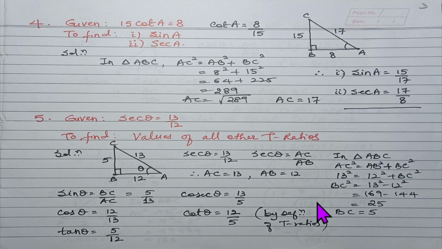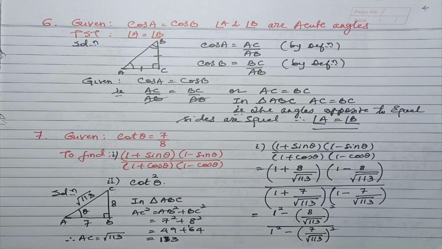A very simple method, and please adopt this. Now coming to the next example, we are given cos A is equal to cos B. Please understand, cos A is equal to cos B is given to us, and angle A and angle B are acute angles. Now we have to prove that angle A is equal to angle B.